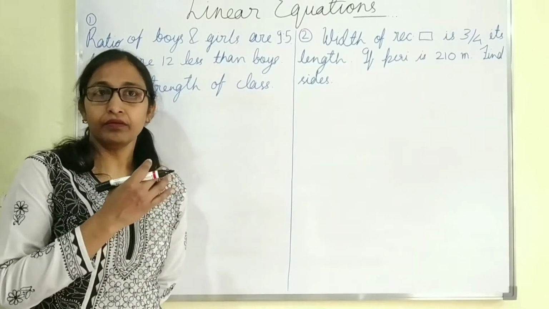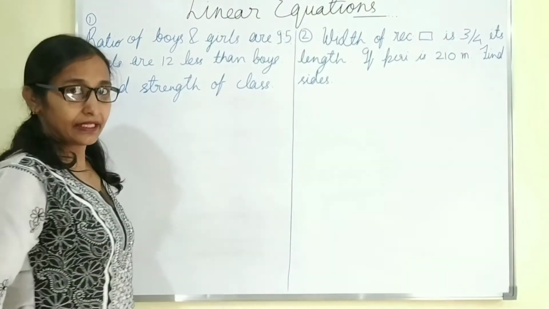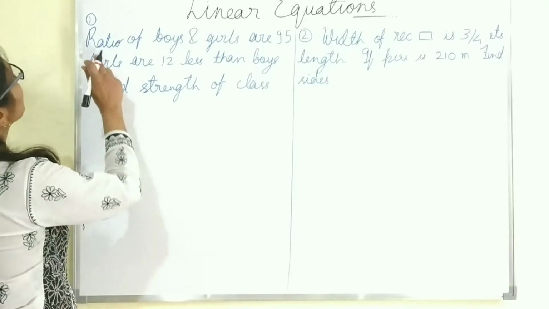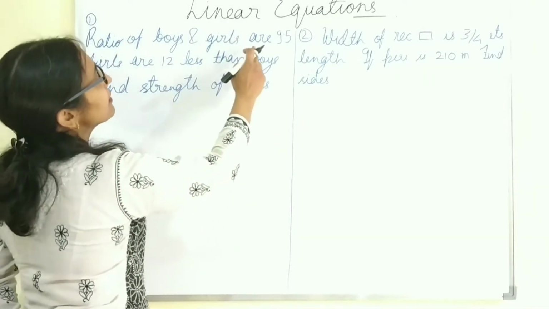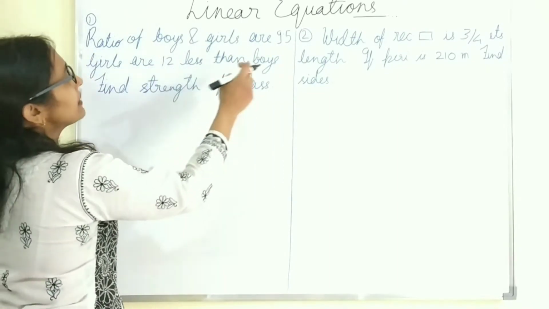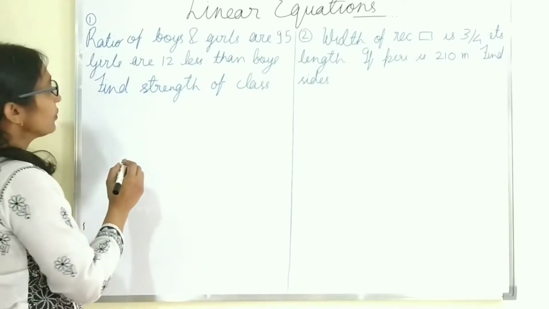So we are solving word problems based on linear equations. More problems. First question: the ratio of boys and girls in a class is 9:5. Girls are 12 less than boys. Find the strength of the class.